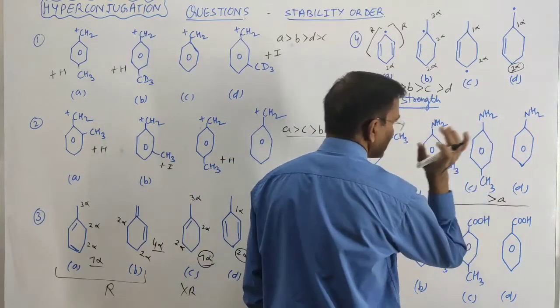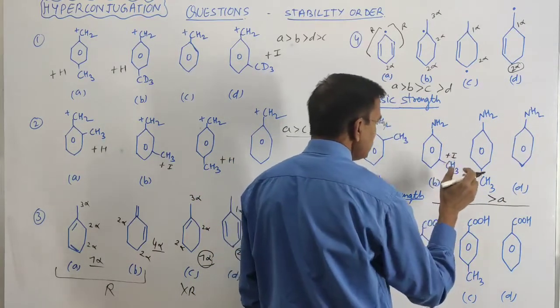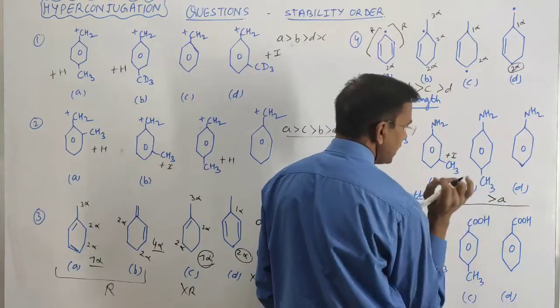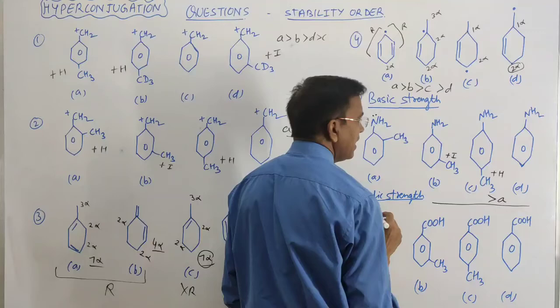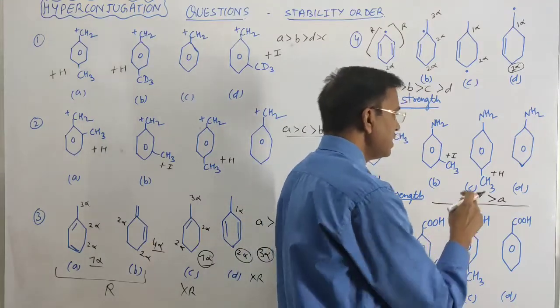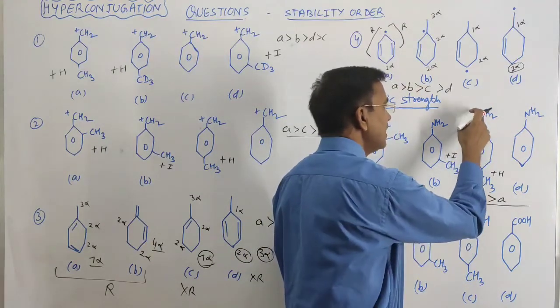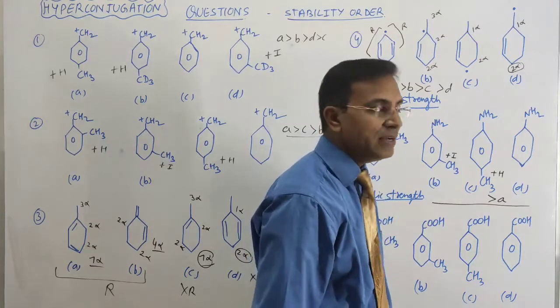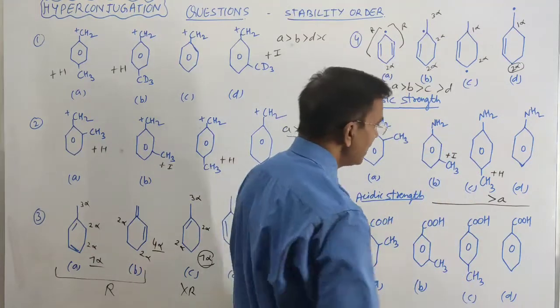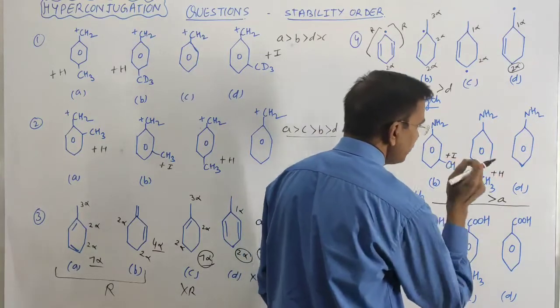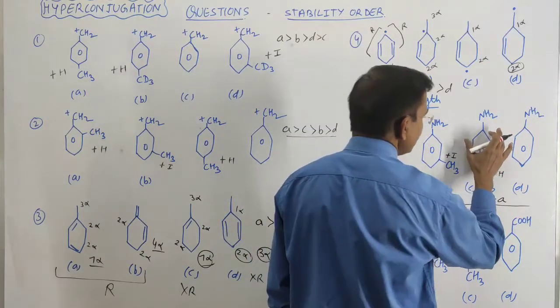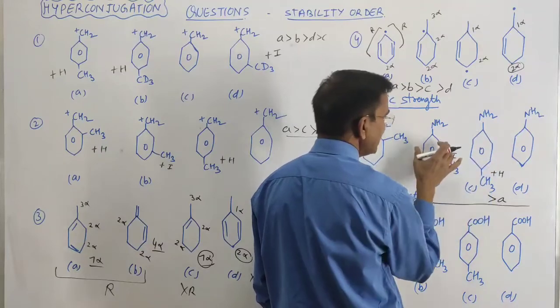Now compare with this and this. So this is the CH3 at para position. Para position means plus H effect, right? And plus H effect increases the electron density at nitrogen, right? Make it more basic. That means now in comparison of plus I and plus H, plus H is more effective than plus I. So that means this species is more basic than this.